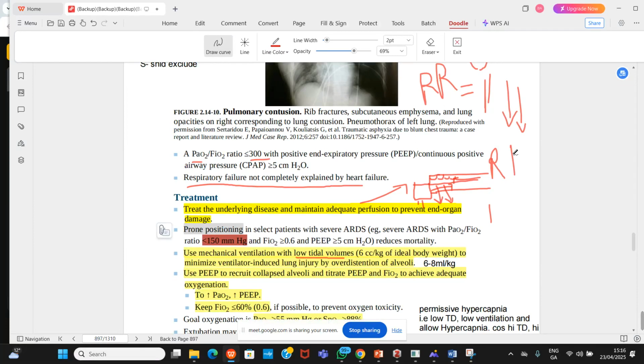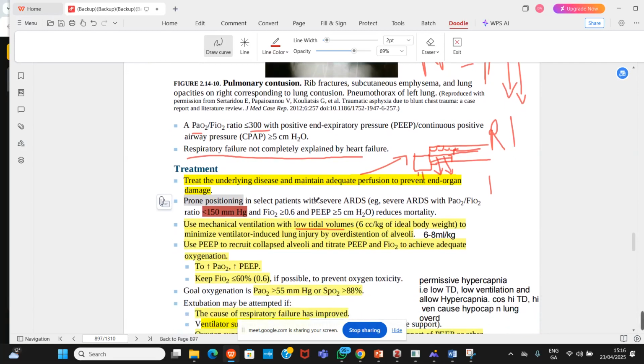Then you do the reverse for obstructive, because in the exam we might not have enough time to be doing critical thinking like that. So use the mnemonic: restrictive lung disease, increase respiratory rate. Obstructive, reduce respiratory rate and increase tidal volume. It's as simple as that.